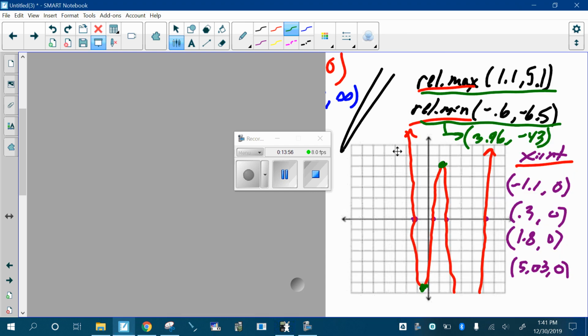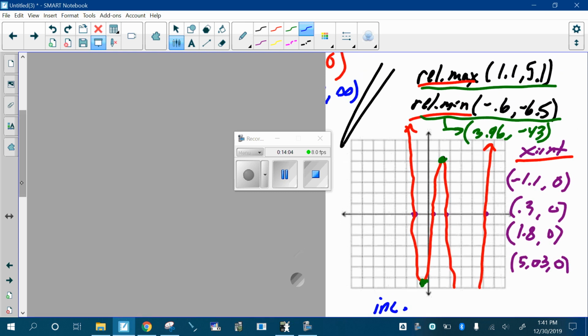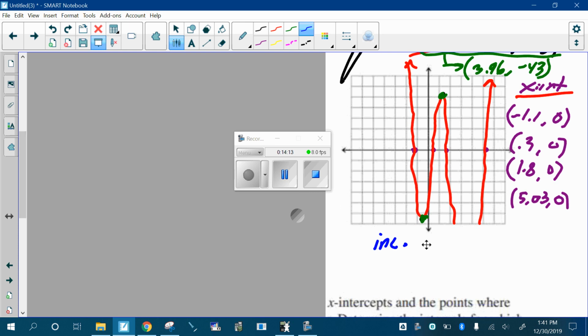And lastly, increasing, decreasing. Again, not too hard, just kind of annoying here. So where is it increasing? Well, from here to here. So from -0.6 to 1.1, it's increasing. It's going up there. It's going down. And then at this minimum, from there to infinity, it's going up.